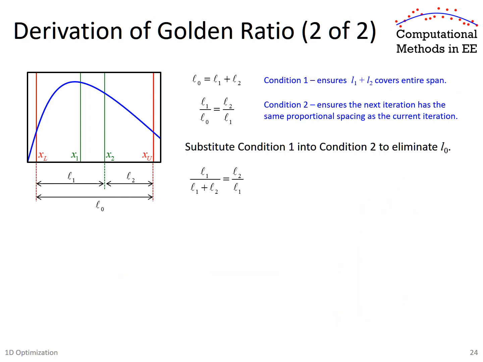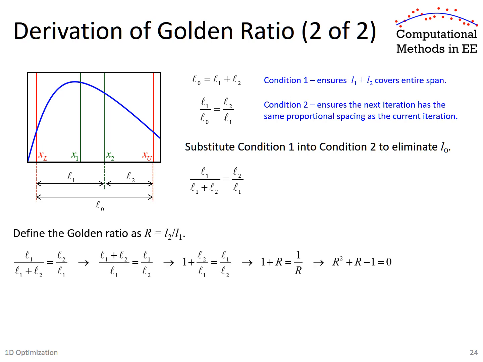Okay, so up top we have a repeat of these two necessary conditions. What we'll do is take L2 plus L1 for L0 and substitute that in here. So we've combined the two above equations. Now we're going to do some algebra on this. Let's define a constant r, and it turns out this is the golden ratio. Let's define that constant as L2 over L1.